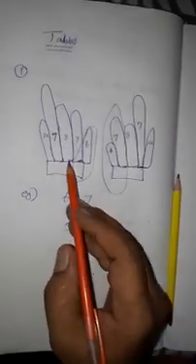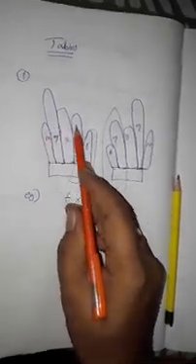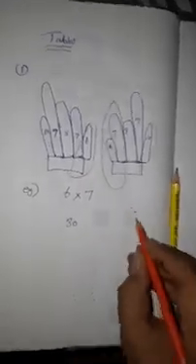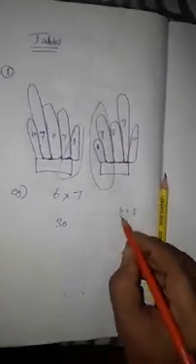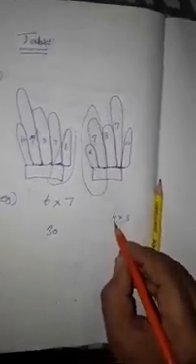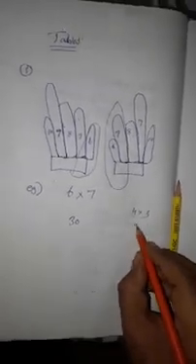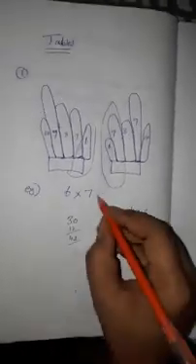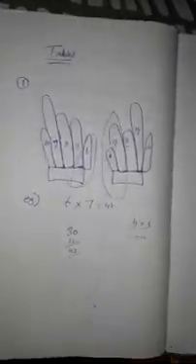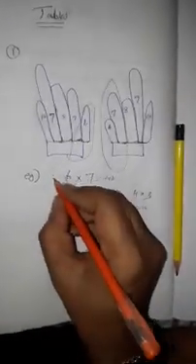In the left hand how many fingers remain? 1, 2, 3, 4 are there. In the right hand the remaining are 1, 2, 3. So left hand remaining is 4, right hand remaining is 3. So 4 into 3, what do you get? 12. So you have to put 42. So 6 into 7 you will get 42. Is it clear? Okay, I repeat one more example.